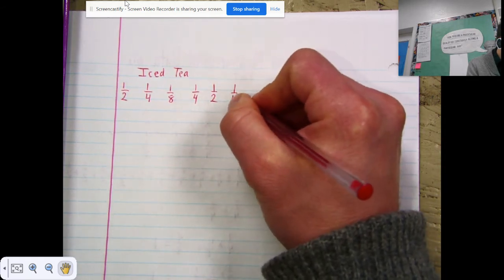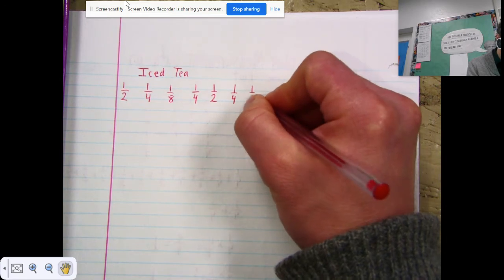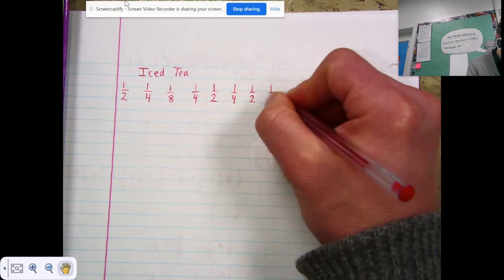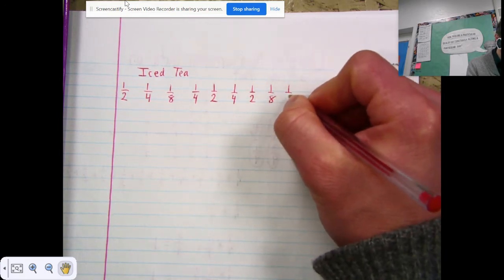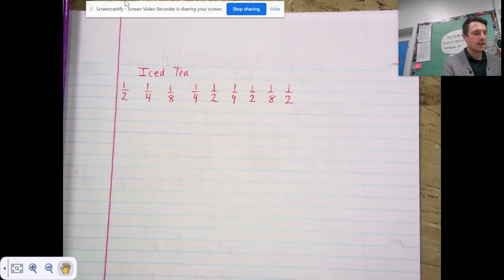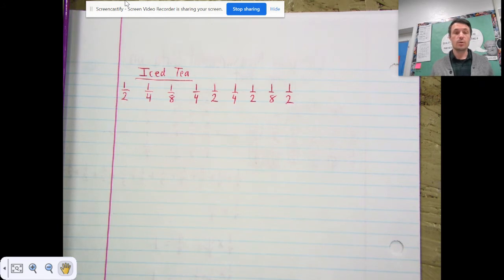Another one that's 1/4 of a quart. Another one that's 1/2 of a quart. Another one that's 1/8 of a quart. And one more that's 1/2 of a quart. Those are all the containers of iced tea we have. It's just a bunch of disorganized information.